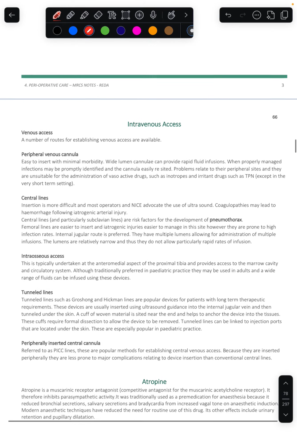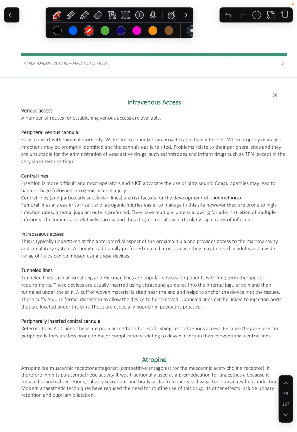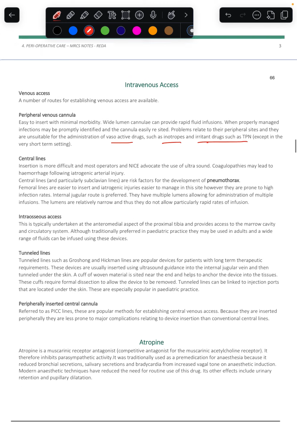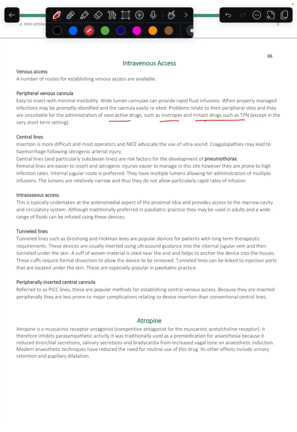So, what are the intravenous accesses? There are different kinds. Peripheral venous cannulae are easy to insert, and even wide lumen cannulae can be used for rapid infusion. Problems related to peripheral sites are that they are unsuitable for administration of vasoactive drugs such as inotropes and irritant drugs such as total parenteral nutrition, and potassium is also irritant. Central lines are more difficult to insert, so ultrasound-guided detection of the veins is used, and coagulopathy may lead to hemorrhage following iatrogenic arterial injury.